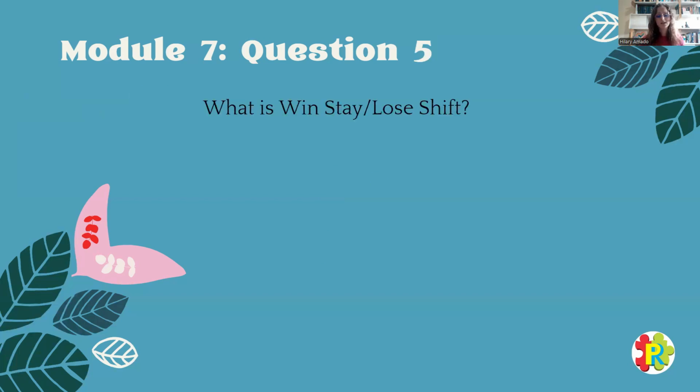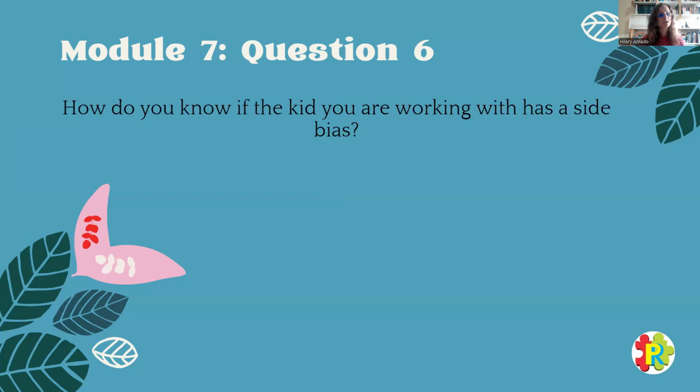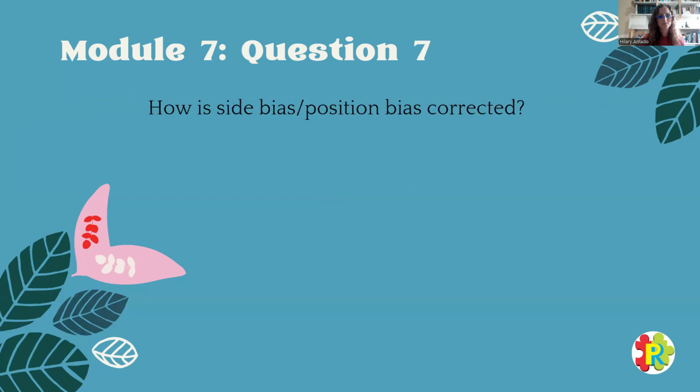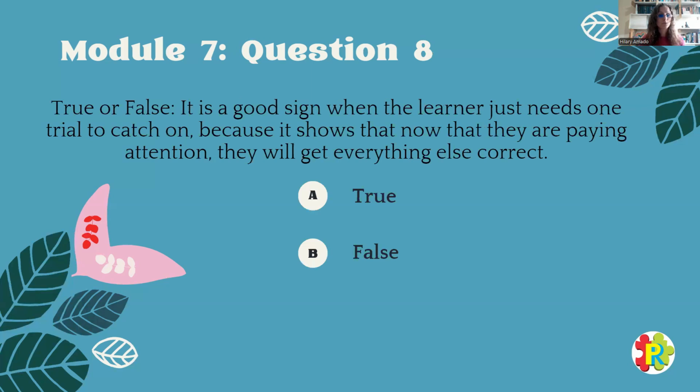Question 5, what is win, stay, lose, shift? Question 6, how do you know if the kid you are working with has a side bias? How is side bias or position bias corrected? True or false? It's a good sign when the learner just needs one trial to catch on because it shows that now they're paying attention and everything else will be correct.